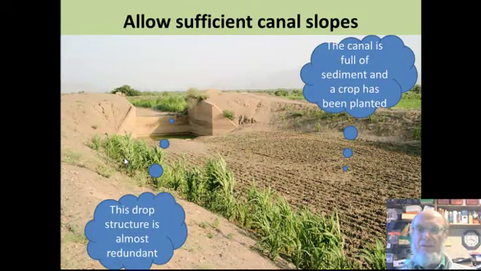This photograph shows a drop structure, but it's almost buried. Here's the canal downstream of the drop structure. It's well filled with sediment. In fact, farmers planted a crop in it. And why has this risen up? It's because the canal is trying to raise itself to create a stable slope sufficient to transport the sediment. The slope as designed is too flat.